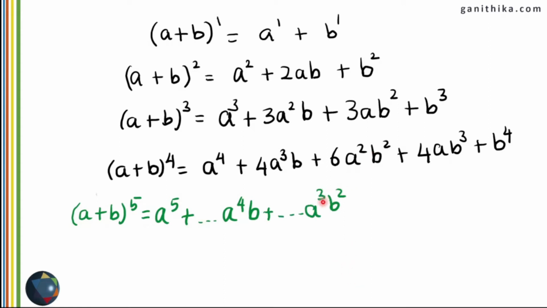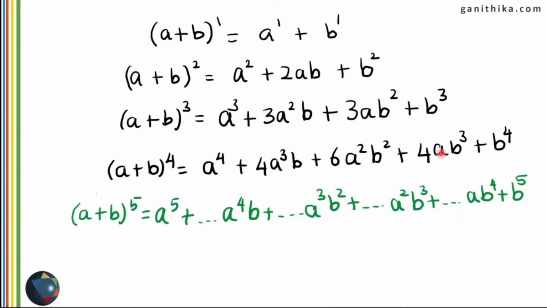Next should be 1 less in a power and 1 more in b to the power. So, plus a number a square b to the power of 3. Again, 1 number less for power of a and 1 number more for power of b. Therefore, plus a number a b to the power of 4. And the last term will have only b to the power of the number that is the same as the power of the binomial. Therefore, we will have b to the power of 5 here. As we had a power 5 in the beginning, the end will always be having b to the power of 5. Now the job is to find the numbers in these places.